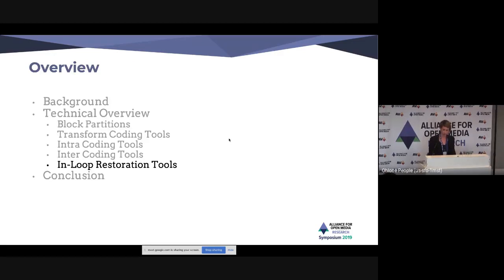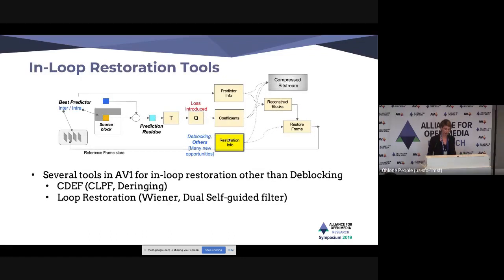The last group of tools that I want to talk about are the in-loop restoration tools. This is kind of a diagram of the entire coding scheme. And at the end, once a frame is reconstructed, it needs to be restored. AV1 currently uses CDEF and loop restoration to do this.